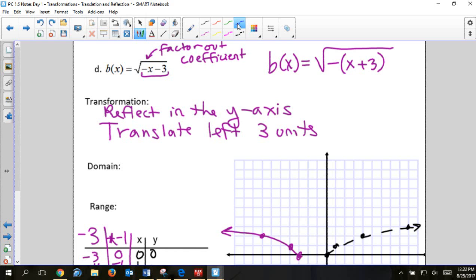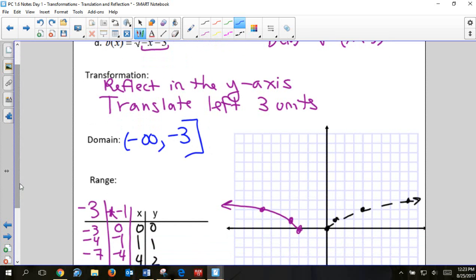All right, so domain, left to right, goes all the way from the left, negative infinity, to all the way to the right at -3, and it does equal -3. And the range is down to up, so all the way down to 0, and it does equal 0. It goes all the way up to infinity.